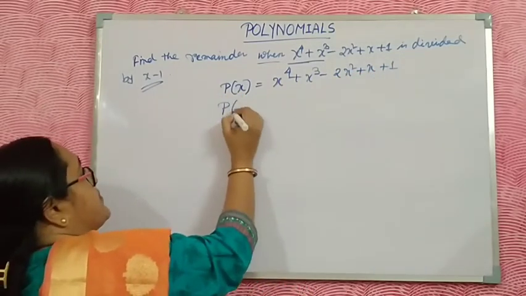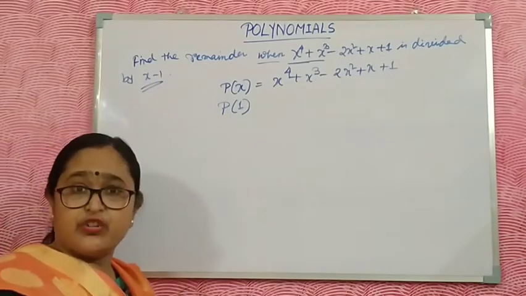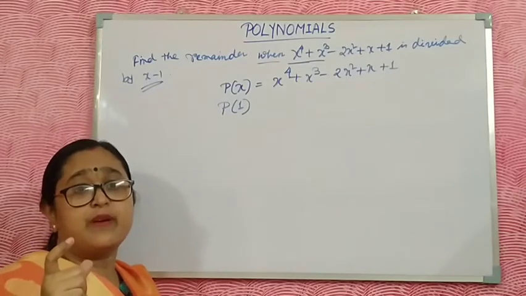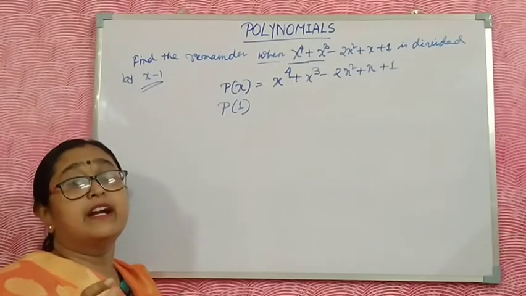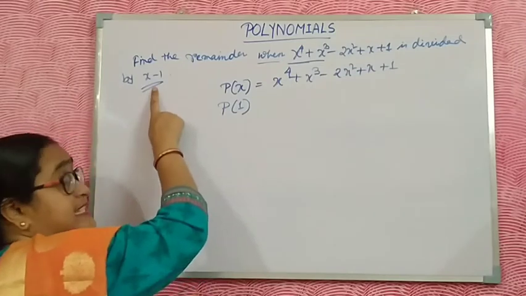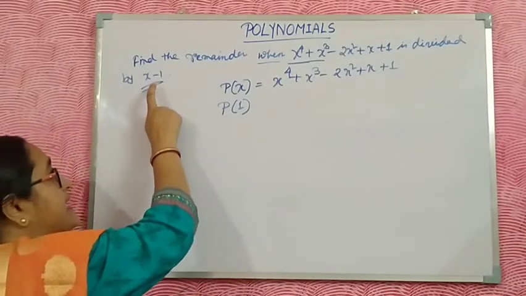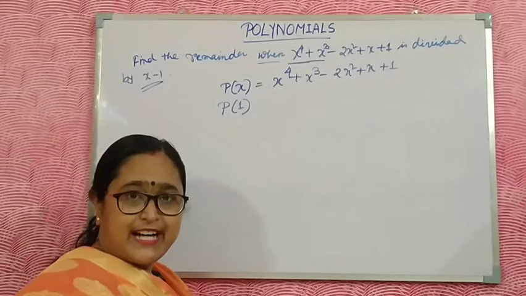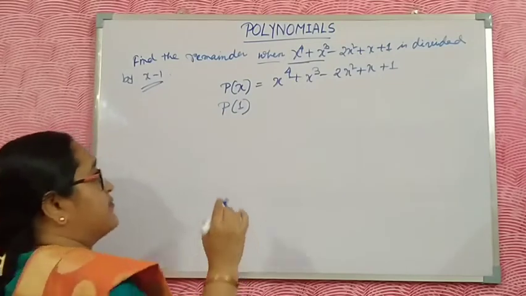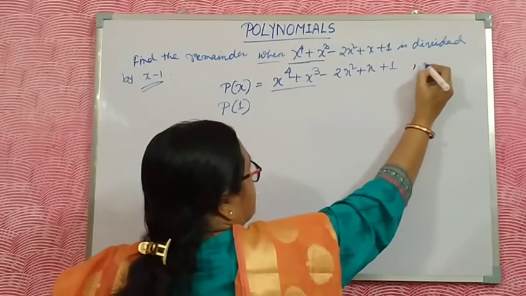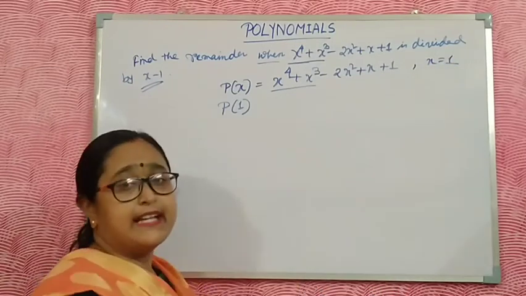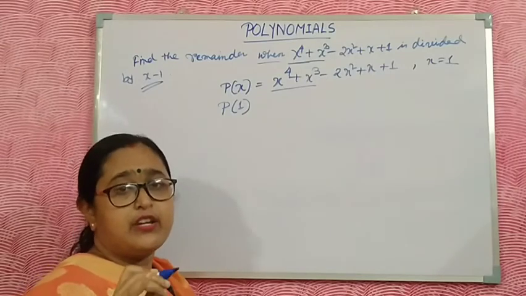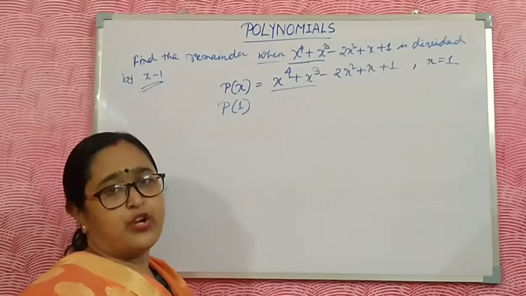Then the remainder is p of 1. This is the remainder theorem. All of you know, when I divide a polynomial by the linear polynomial x minus a, then p of a is the remainder. Here x minus a, here a is 1. Then the polynomial has the remainder p of 1. I just put x is equal to 1 in this polynomial, and then we get the remainder of this polynomial without division. Without division, you can find the remainder of the given polynomial.